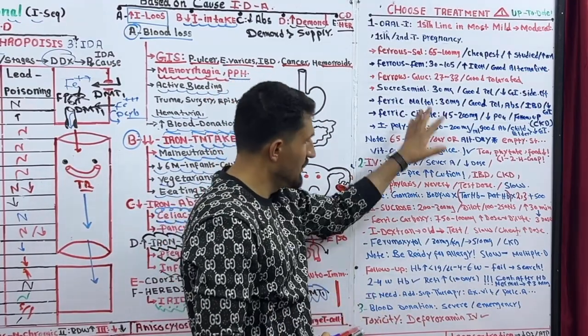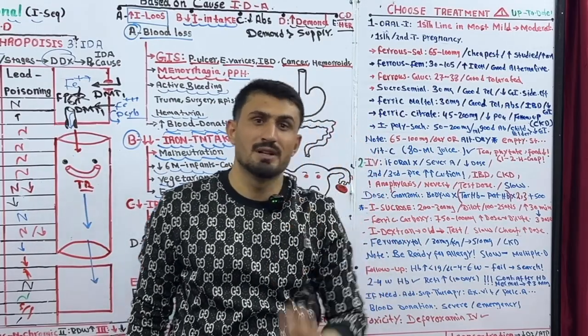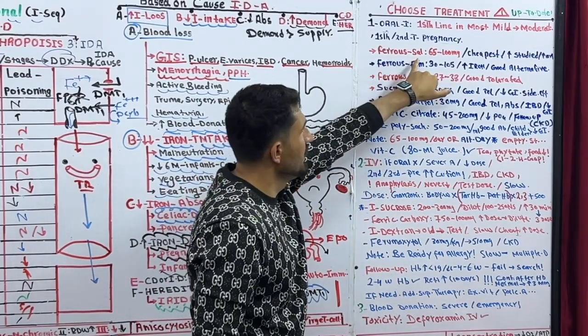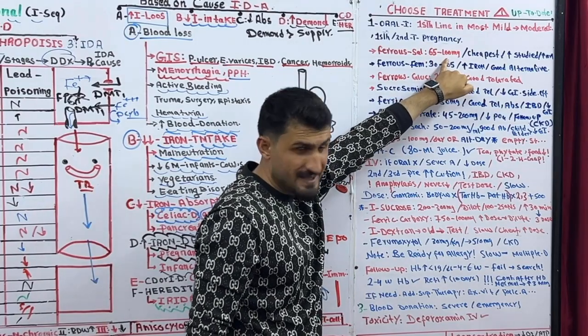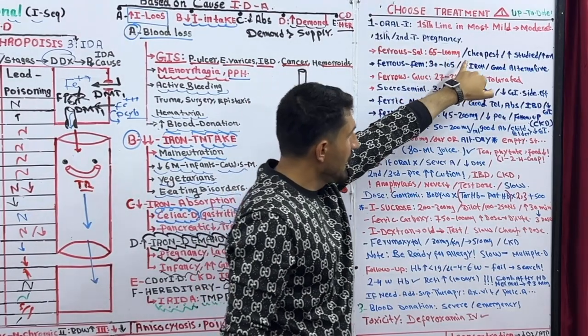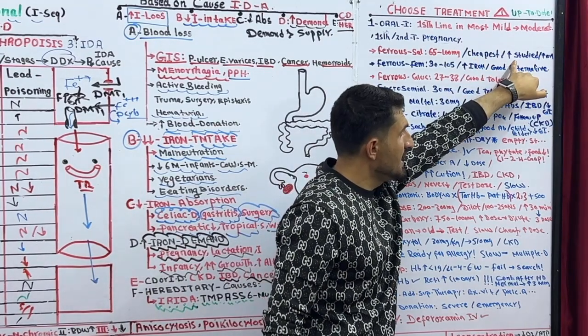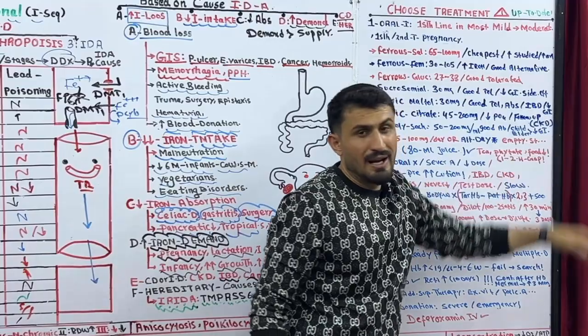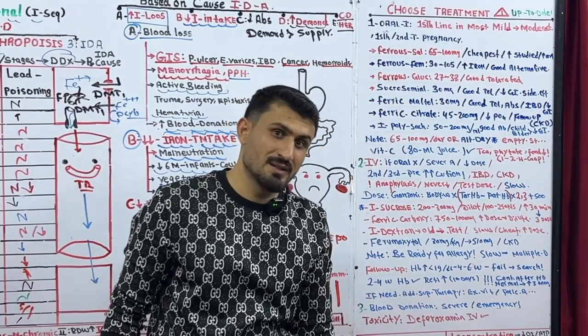So I'm talking about elemental iron. It means core iron in your tablet. So in ferrous sulfate, the core iron is around 65 to 100 milligrams. Okay, so this is the cheapest iron. It's the more studied iron. It's the more available iron. It's the iron more used by doctors in clinic.